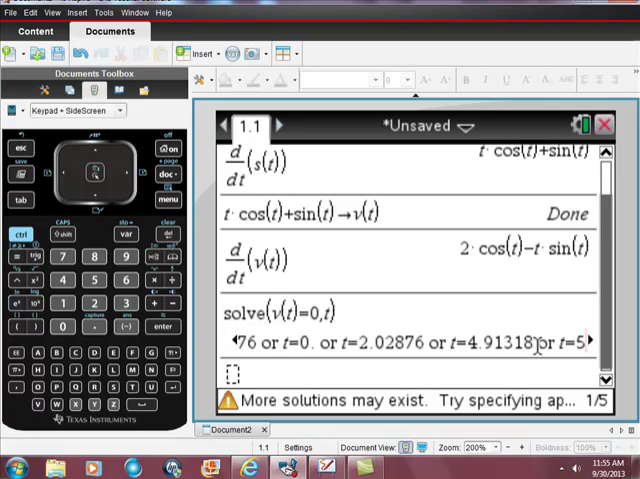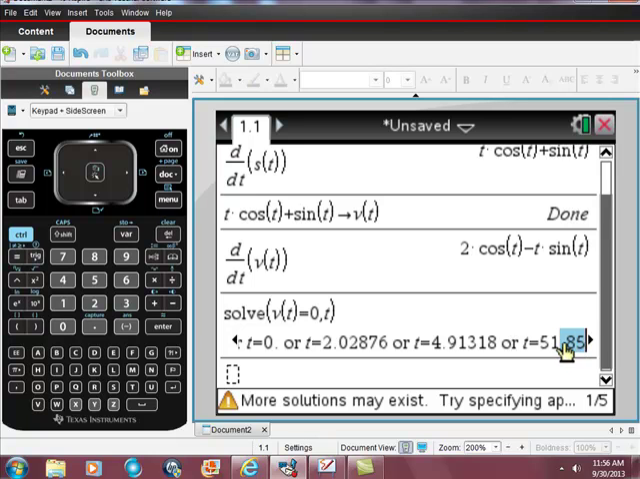Remember, 2 pi is about 6.28. And then I'm like, okay, 51 is definitely outside that interval. So we have three values. t = 0 is one, t = 2.028 is another one, and t = 4.913 is the last one. The rest of them are outside of our interval.